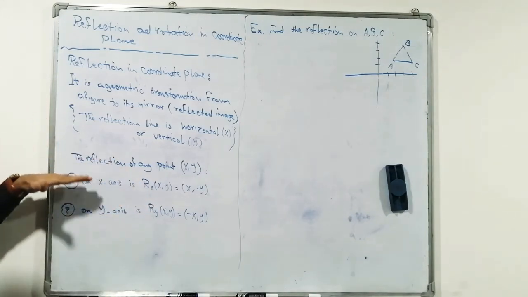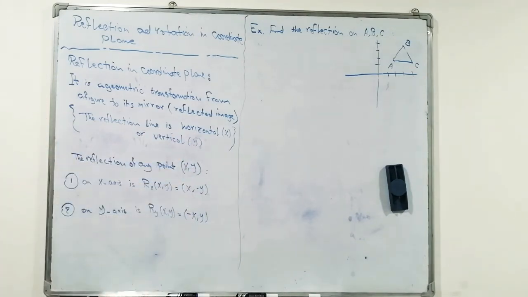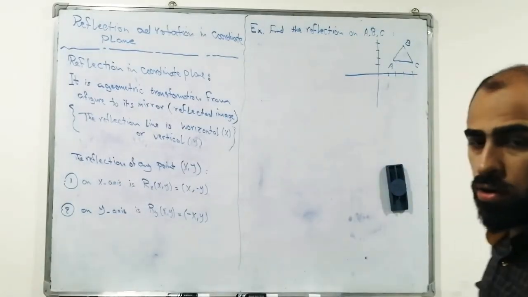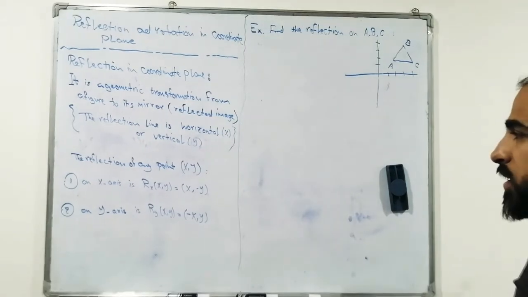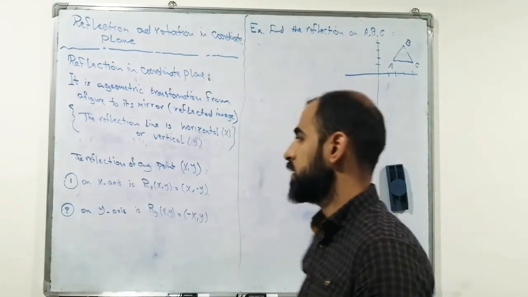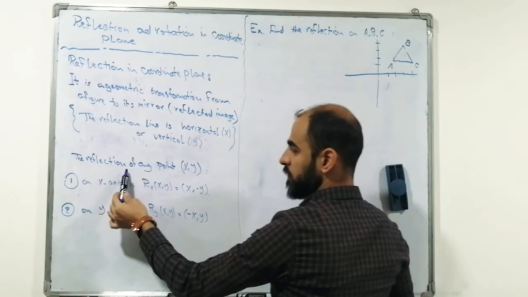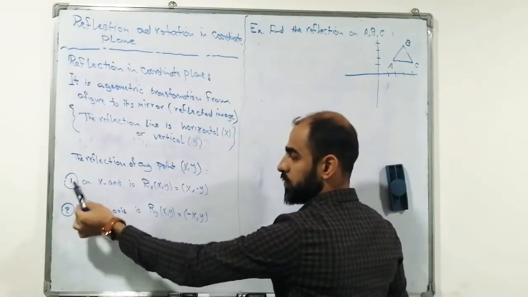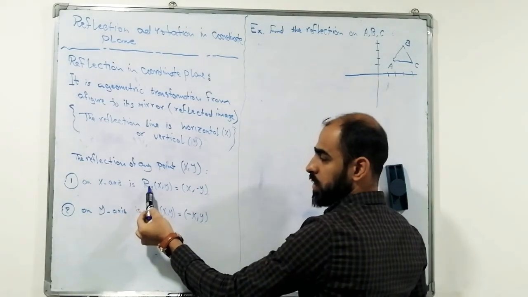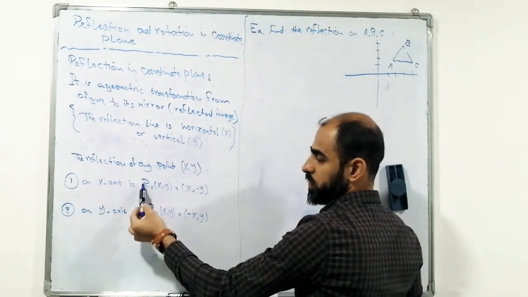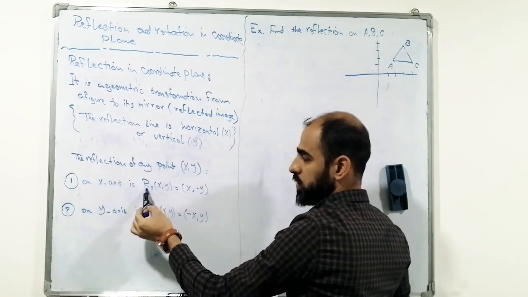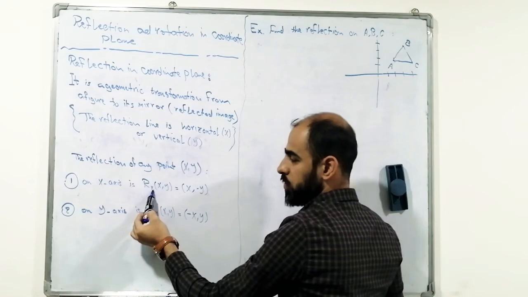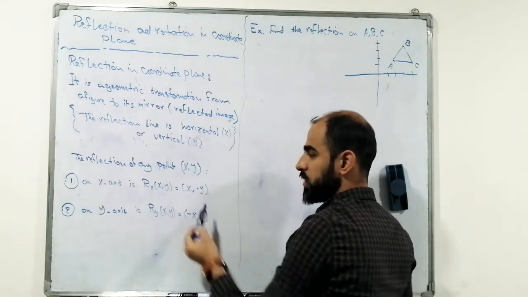Anyway, we have two rules for reflection. First one, the reflection on the x-axis, and the second rule is the reflection on the y-axis. Now, the reflection of any point (x, y) on the x-axis is r sub x, which represents the reflection, meaning the reflection of the point (x, y) on x equals (x, minus y).